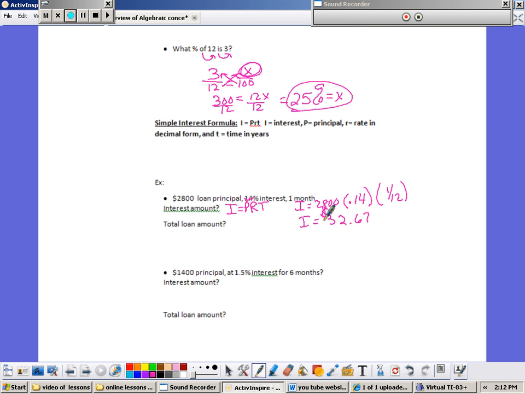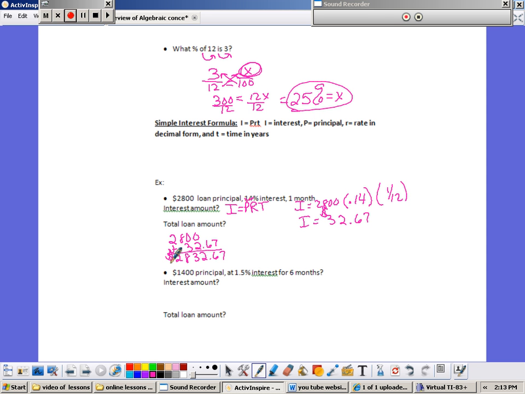So what is my total loan? My total loan is my $2,800 plus my $32.67, giving me $2,832.67. Simple interest. If we all could get simple interest. I think the only people that get simple interest anymore are your parents.